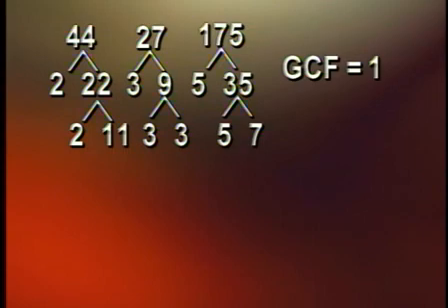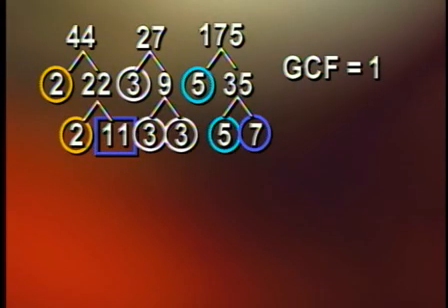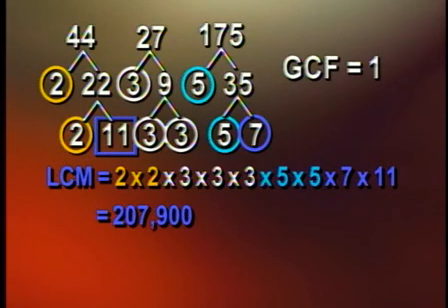Now something interesting happens when the GCF is 1. Because now to find the LCM, you'll notice that we circle the two 2s in 44. Notice there are no other 2s. We circle the three 3s in 27, and there are no other 3s. We circle the two 5s in 175, the 7 in 175, and the 11. I got tired of using circles, so we have a little square around 11. And in effect, we've circled all the numbers. And the LCM is simply 2 times 2 times 3 times 3 times 3 times 5 times 5 times 7 times 11.